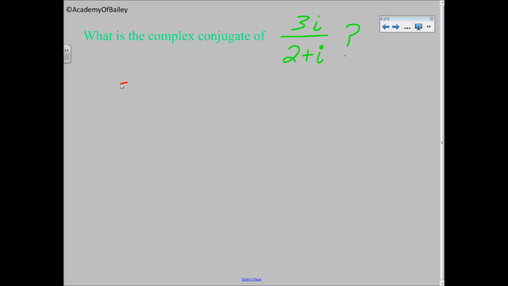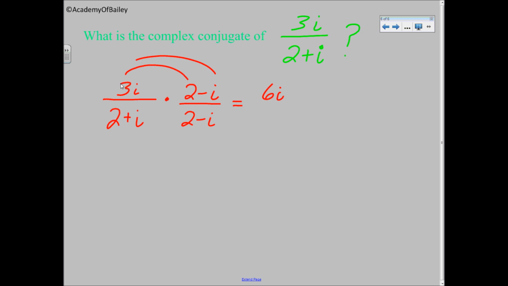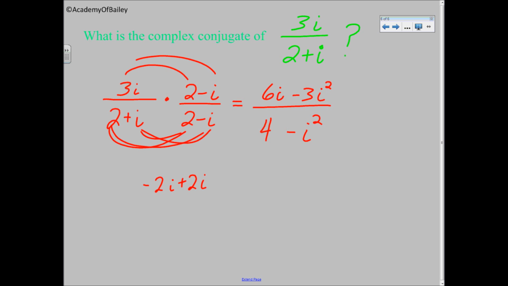What is the complex conjugate of it? So we're looking at 3 over 2 plus i. Alright, so we want to multiply this by 2 minus i, 2 minus i. On top, distribute, that's going to give us 6 minus 3i. And on bottom, I know that gives me 4. The middle terms give me negative 2i and positive 2i, which are going to cancel out. And then the last term, negative i squared.